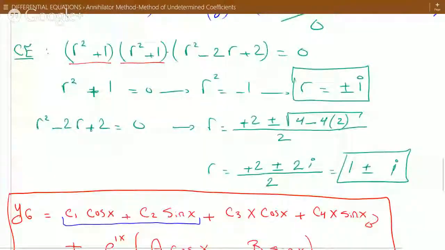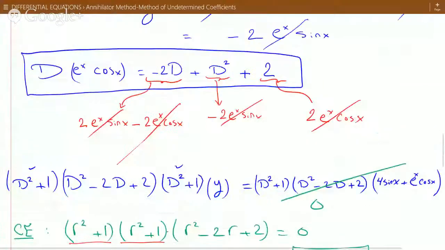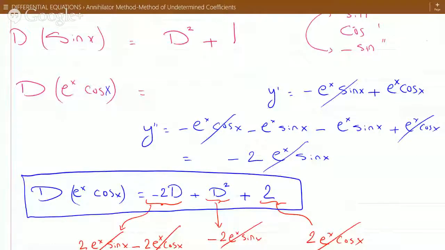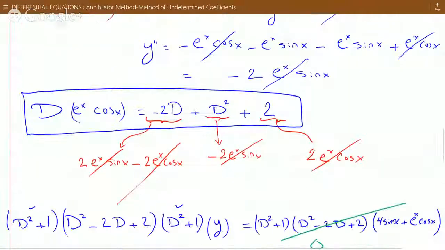The trickiest part was finding the annihilator for e to the x cosine x. And the way you do this is you start taking derivatives till you get similar terms. And you multiply by constants, whatever numbers it takes, so that when you add them up, you actually get 0. You annihilate the entire non-homogeneous term. But that's pretty much it.